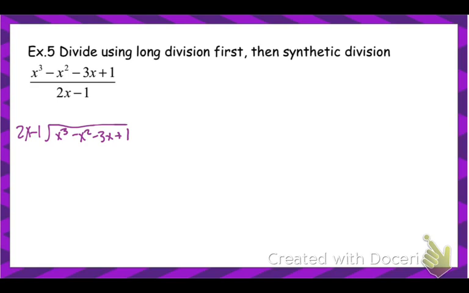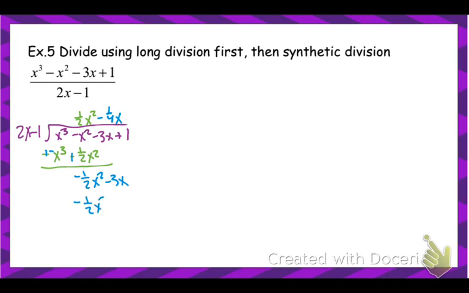So 2x goes into x cubed. That would be x cubed basically divided by 2x. That's 1/2 x squared. Multiply that by everything. That's x cubed minus 1/2 x squared. And then I'm going to subtract. So that becomes plus, change the signs. So negative 1/2 x squared minus 3x. Then I do it again. So to figure out what goes here, it's negative 1/2 divided by 2. So that's a negative 1/4 x.